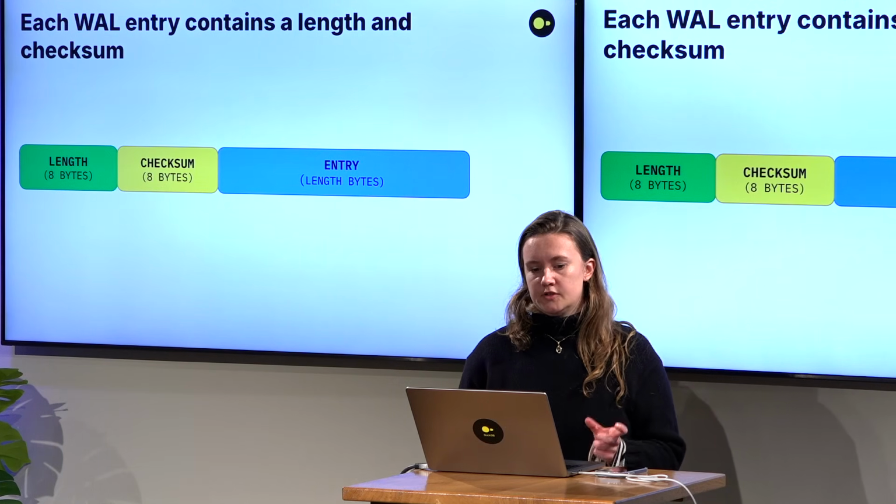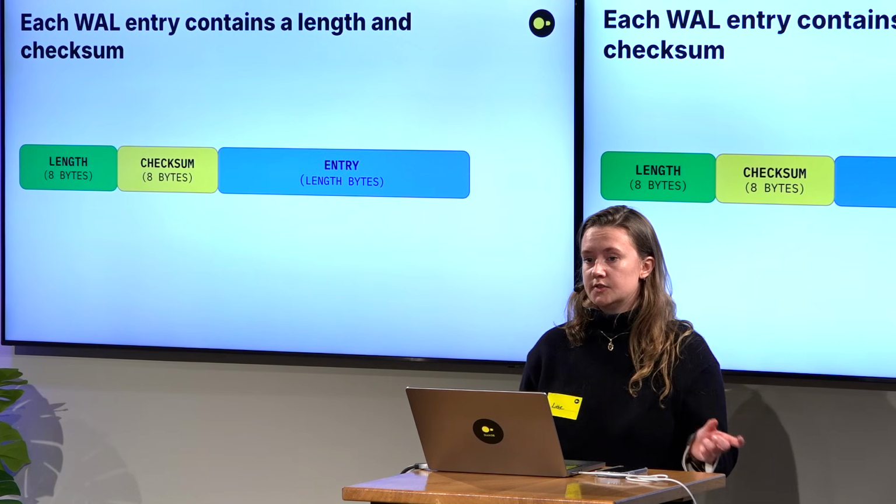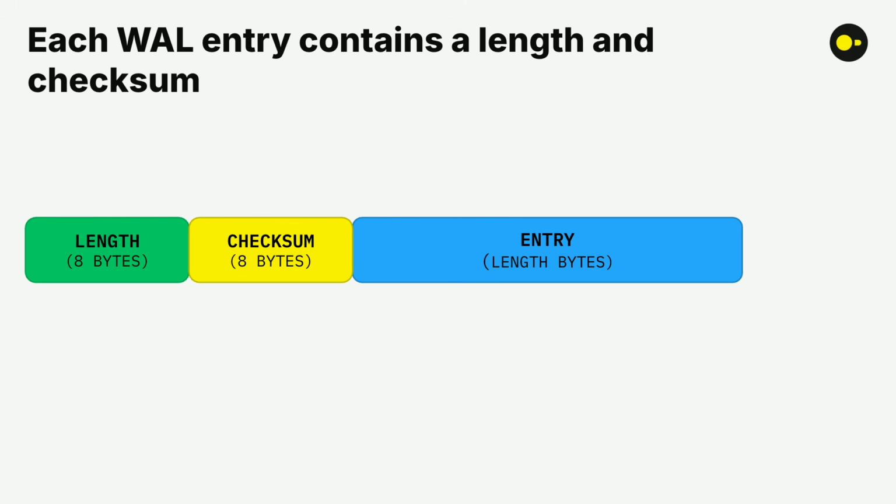So each WAL entry looks like this. It first has a length prefixed, because you need to know how long the entry actually is that you need to read. Then it has a checksum to check whether your entry has not been corrupted. And then the entry itself is stored.